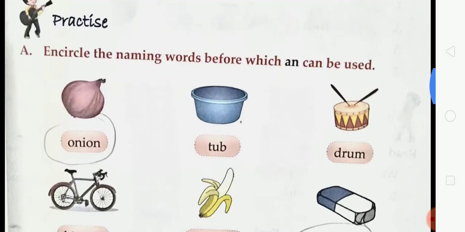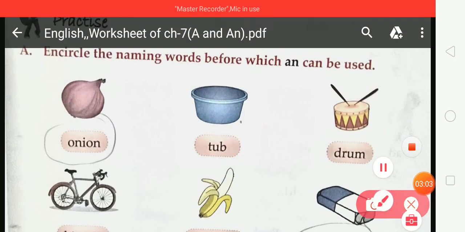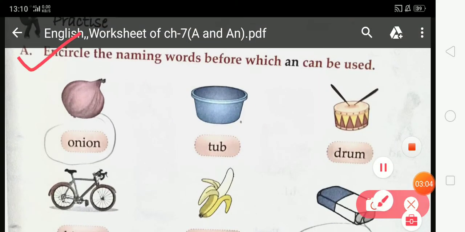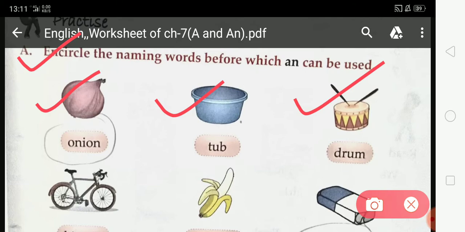Now come on, next exercise. Encircle the naming word before which AN can be used. Here you have to encircle those naming words where we can use AN. Onion, tub, drum. Here we can use AN before onion. So students, you have to circle onion.